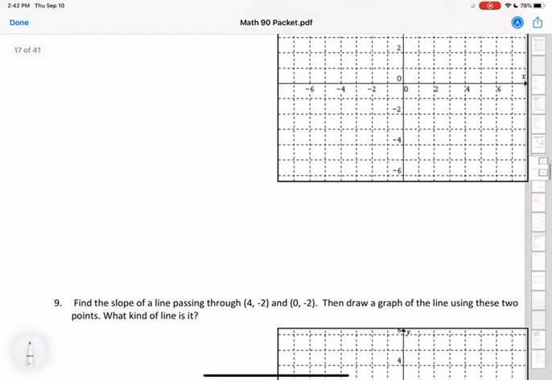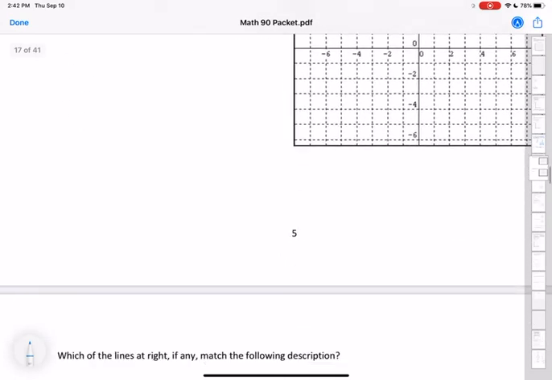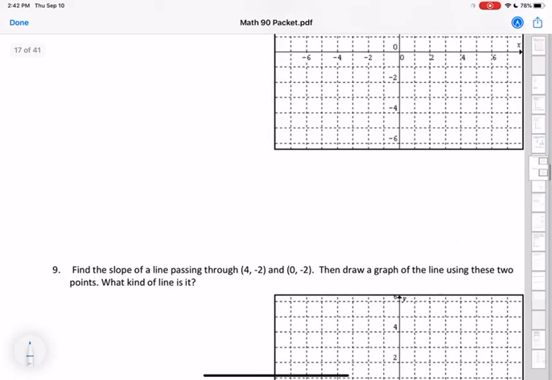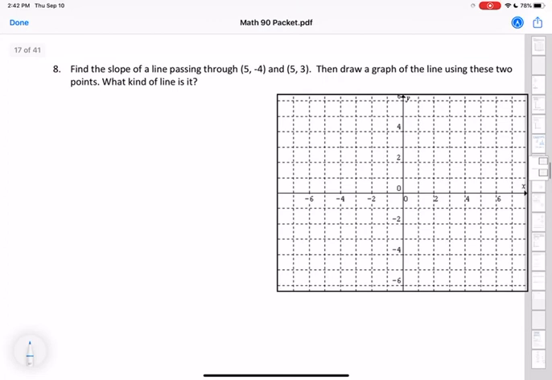And then there should be another one on this page. Yep, there it is. Try that one as well. So try both 8 and 9 by using the slope formula that we just learned, and then go ahead and plot those points and connect up the line to see what's happening. And there's 2 weird things that are happening. Okay, so hit pause, come back when you're ready.